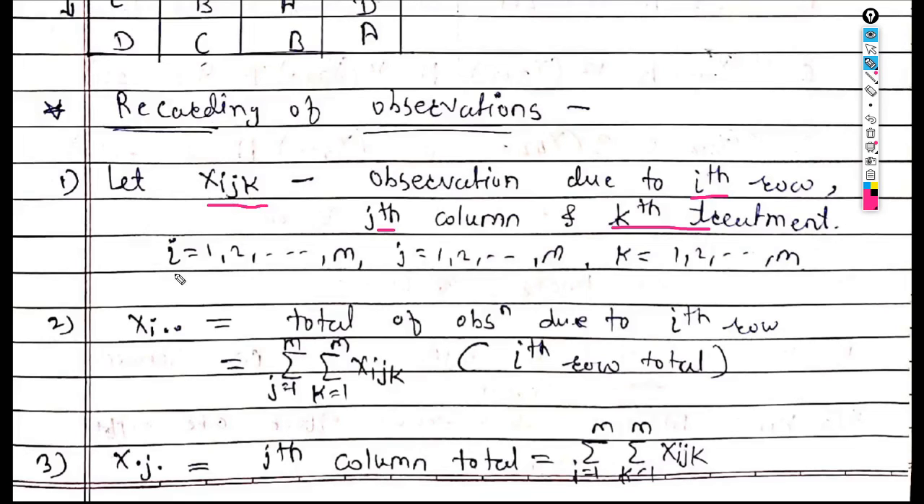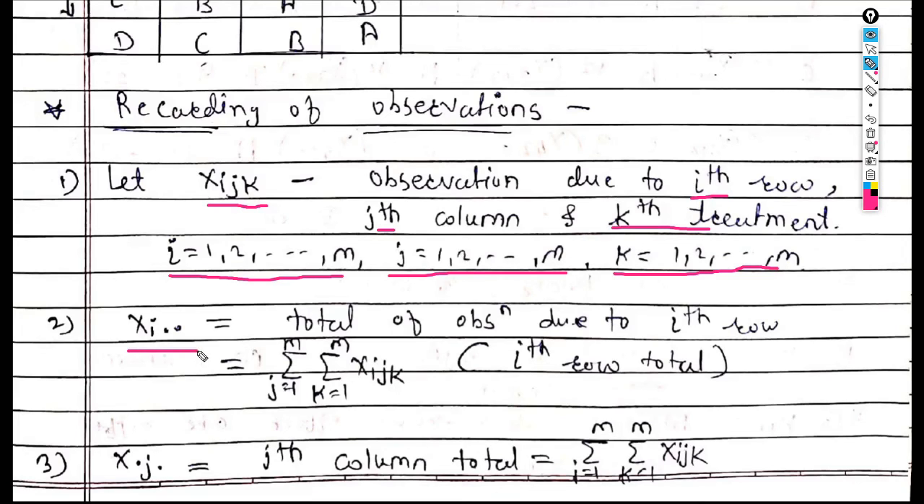Here we know that in the layout of this design, m number of treatments are repeated m number of times, so we get m square experimental units. Here i means the number of rows, running from 1 to m, so we get m number of rows. j is running from 1 to m, meaning we get m number of columns, and the number of treatments is also running from 1 to m. So in this way we get observation Xijk.